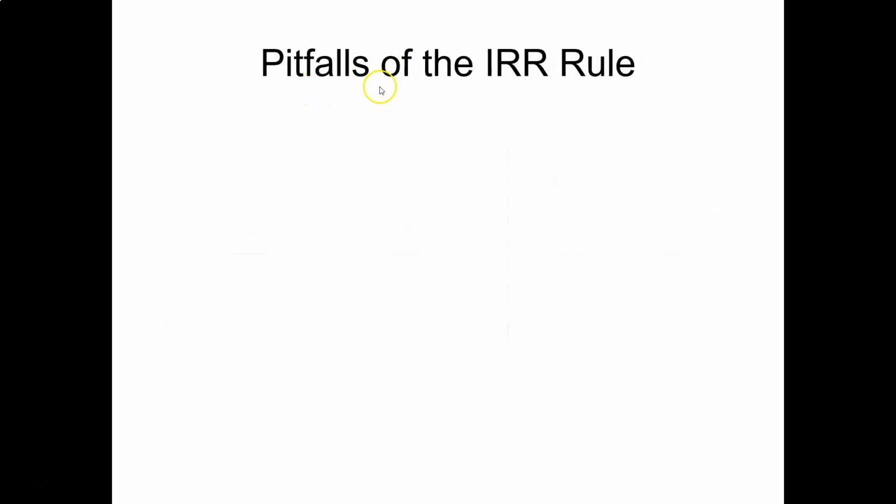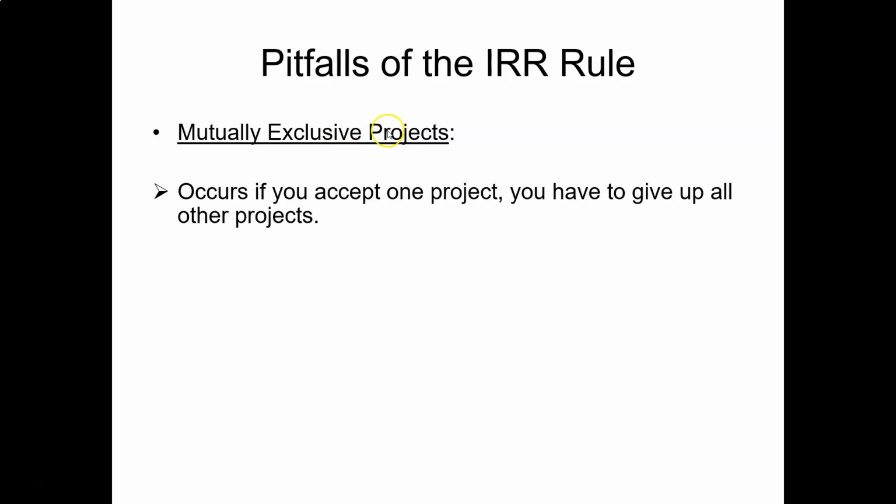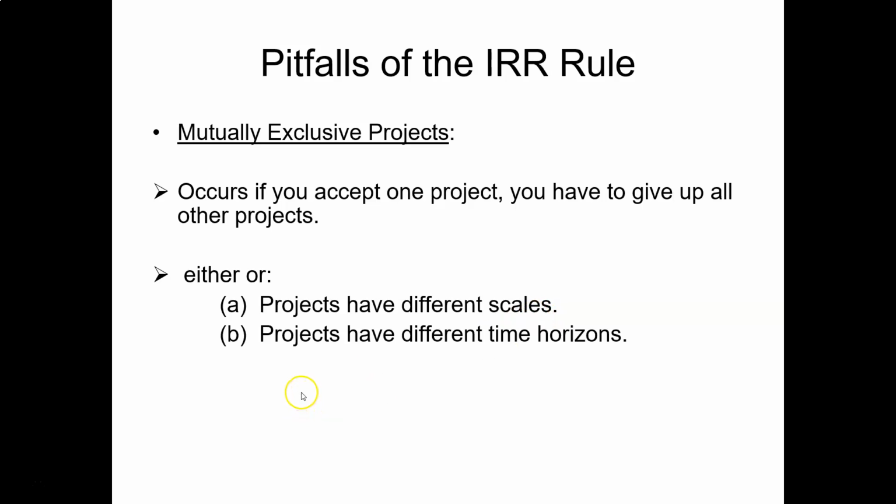Sometimes we have these pitfalls of the internal rate of return rule, especially if we have mutually exclusive projects. That is to say, among a basket of projects, we can only pick one project and we have to give up all other projects. And for these projects, they may have different scales of upfront investment. They may have different time horizons of cash flows.